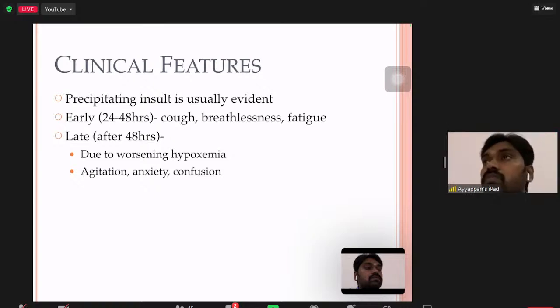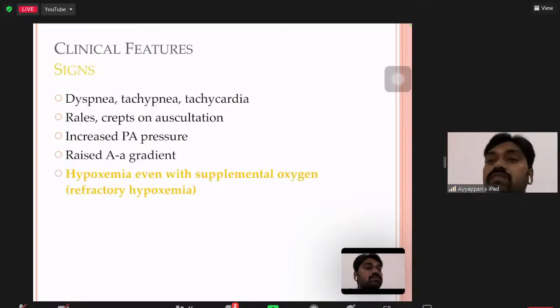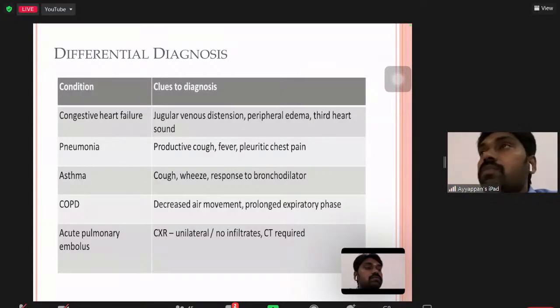But once the common endpoint of ARDS is reached, it will be predominantly respiratory distress associated with hypoxemia with increasing oxygen requirement. And if not treated appropriately, it can lead to neurohypoxia, resulting in agitation, anxiety, and confusion. So these are all the clinical findings, and the signs will be the same: bilateral crepts. These things we all know. And if you do an ABG, it will show increased A-a gradient. The typical feature is refractory hypoxemia.